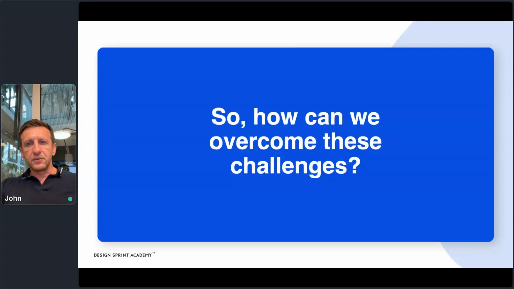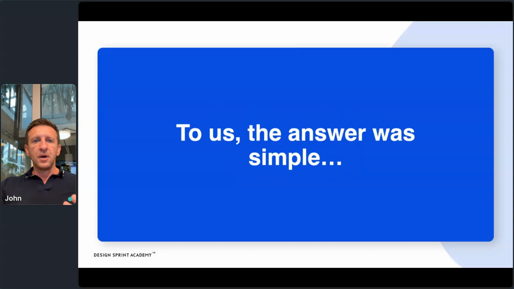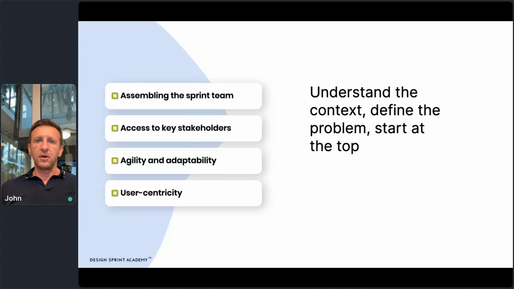So for us, the answer was quite simple. In order to overcome these challenges, all we needed is to make sure that we understand the full context in which we're running the design sprint, define the problem at the beginning so we're clear on what we're working on, and start at the top, meaning we needed the right buy-in from the stakeholders to make sure that they're invested in what we're doing.